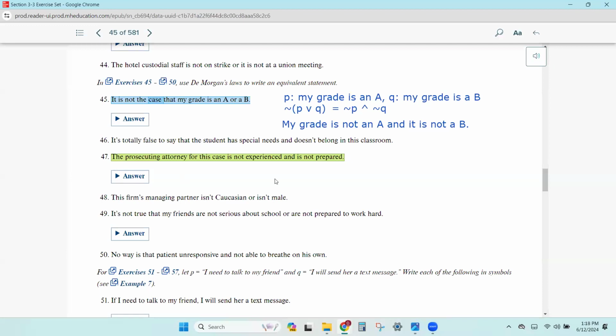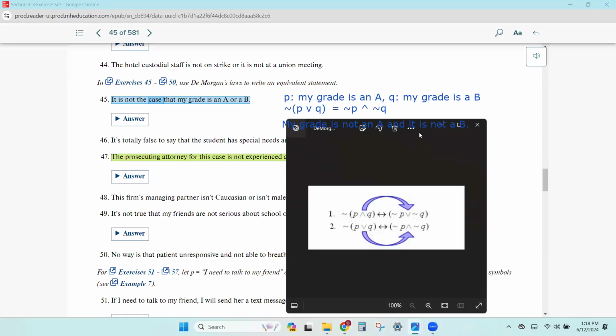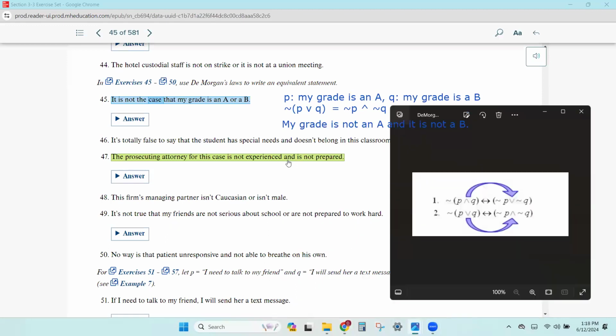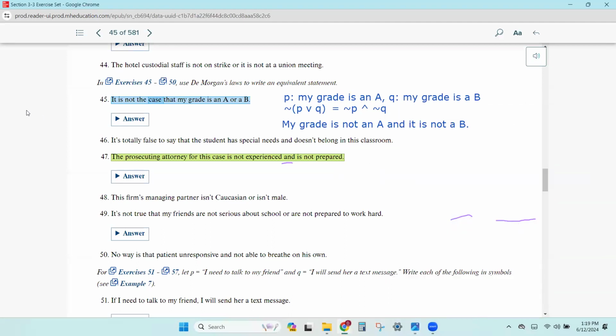All right, so we're going to translate, make an equivalent statement, and we're just using De Morgan's law. This one here is an and. So this is the one we're looking for, the one with the and in it, and it's written like this side here. See, the prosecutor for this case is not experienced, and the prosecutor is not prepared. So this is the one we're doing. So we're going to write it in this form. But let's go ahead and just do the formalities of doing the individual P and Q, because that makes it easier to see.